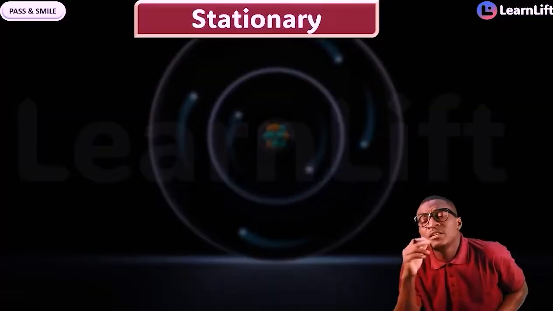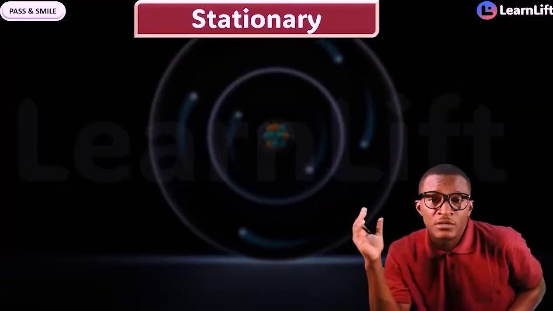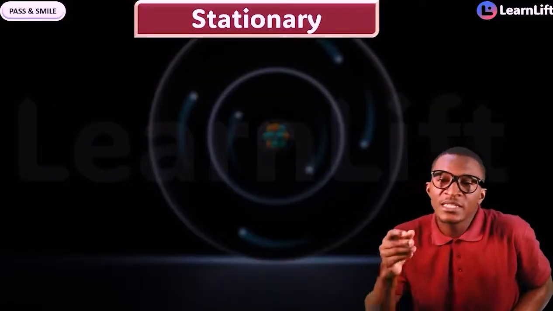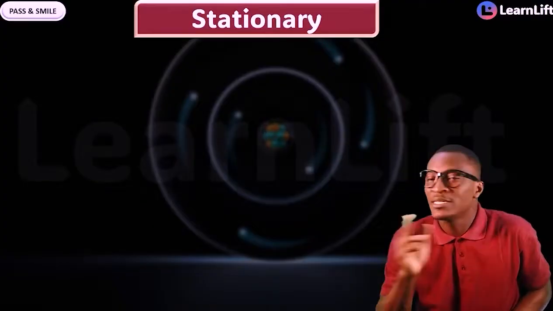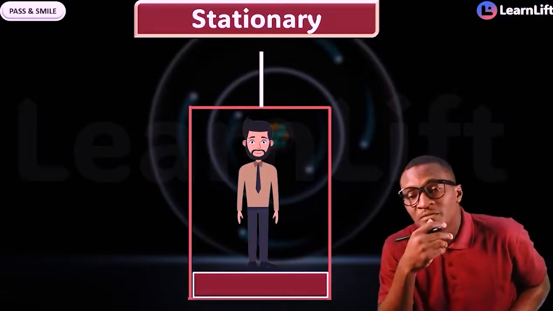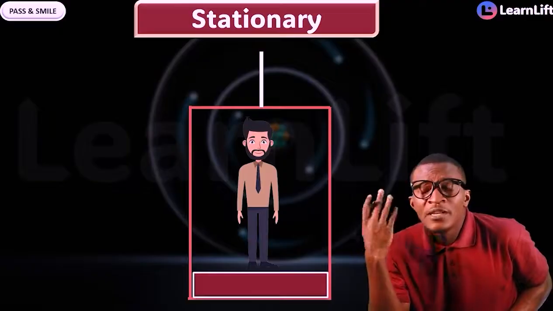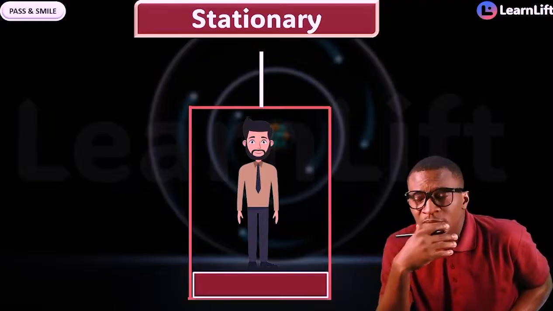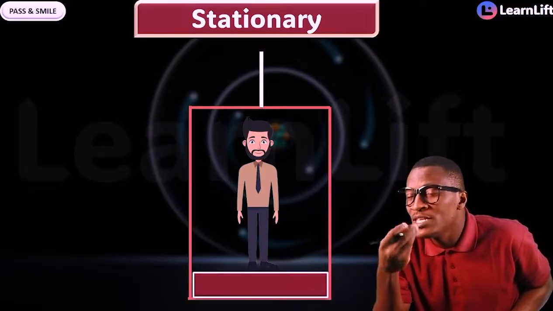Now, the third thing is if the lift is stationary. If the lift is stationary, it means it is neither moving upward nor downward. That means it's not accelerating. So give me a lift. For the lift to be stationary, the weight will be equal to the tension.